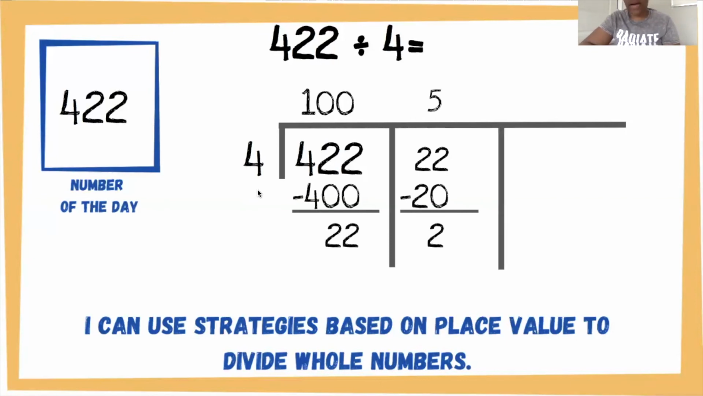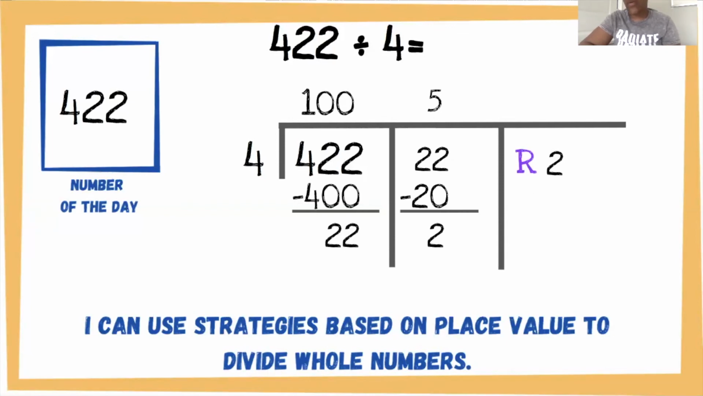Well, let's think about it. If I have 2 left in my dividend and my process has been that my divisor times a factor is going to give me a dividend, is there a number that I can multiply by 4 in order to get close to 2? You're right, not a whole number. And so that means that this 2 is going to become my remainder.